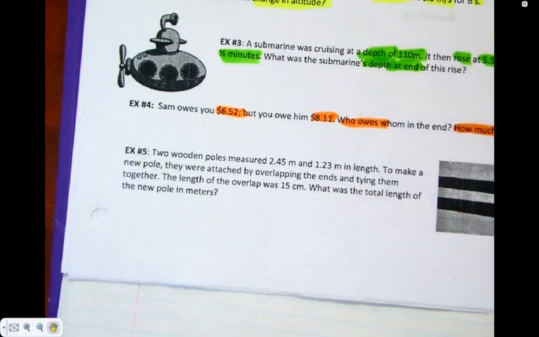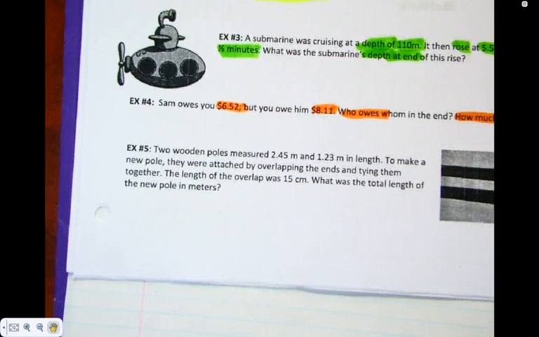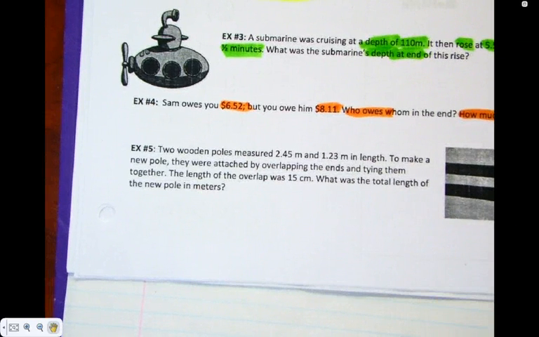Number 5. It's the scary one because it's the longest one. Read to read. Don't overthink it. Paragraph in a boring math book. What's it about? Wooden poles, and what are we doing with them? Tying them together, building a bigger pole.